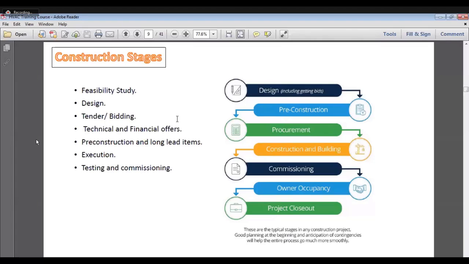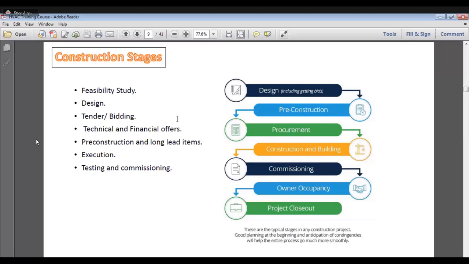What are the construction stages of any project? It begins from the feasibility study. The feasibility study is followed by the design. The design is done by the designer of the HVAC system. Then the project will be in the tender or bidding phase, where contractors submit their offers, to decide which contractor will execute the design works with the minimum price and the maximum benefit. So this is the tendering or bidding phase.